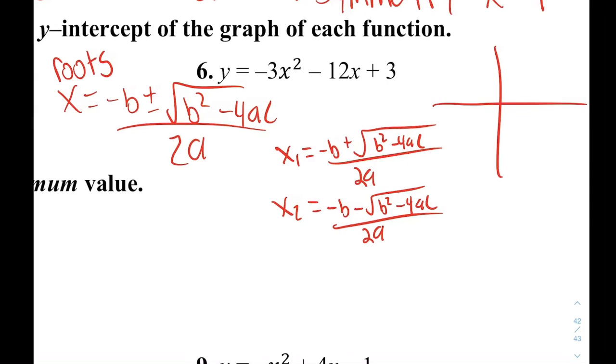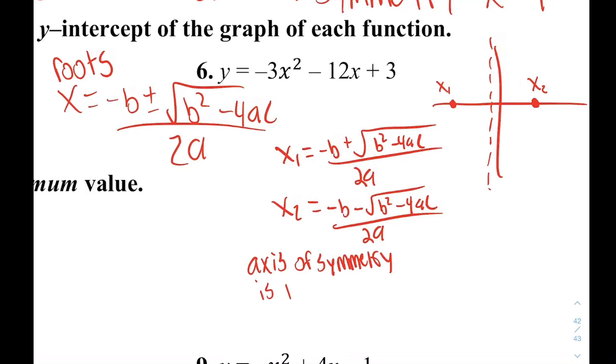Those are the roots. So that means if I graph the parabola, it's going to have two x-intercepts somewhere. One of them is going to be x1, the other one is going to be x2. They can be anywhere. How you find the axis of symmetry is, if we want to find exactly what's in the middle of these two things, then we need the axis of symmetry is the midpoint between the roots.